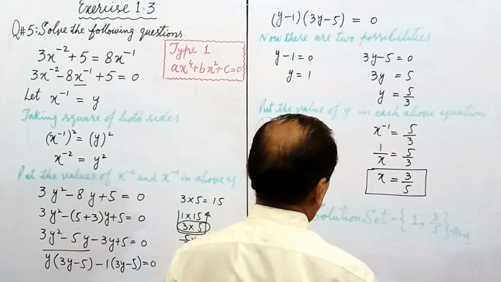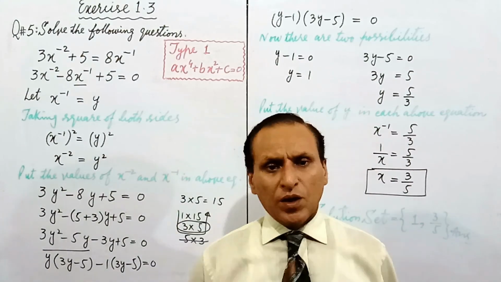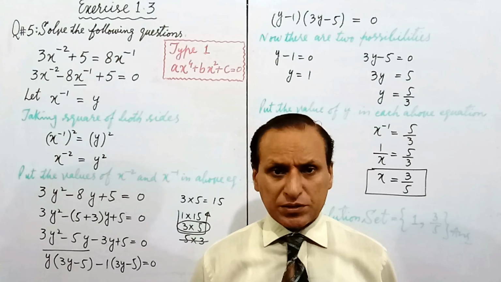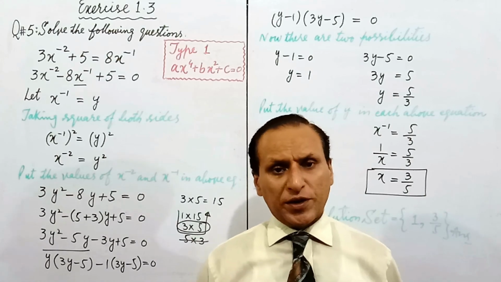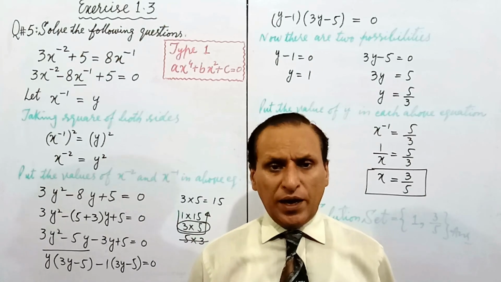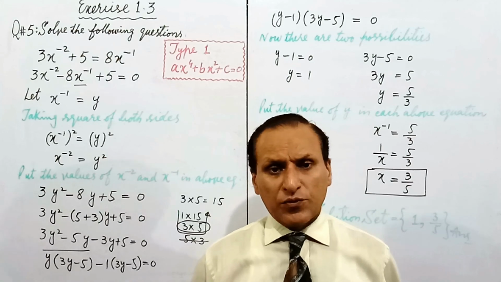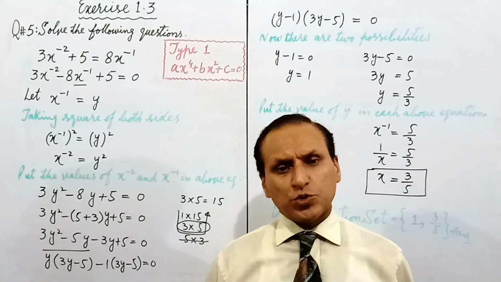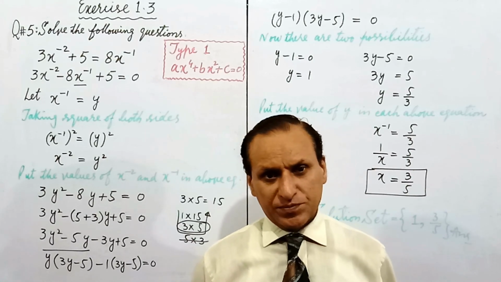That's it for question number 5, and we have practiced the type 1 formation of the given equation, which we reduce to the quadratic form of equation, and using the factorization method to find the solution of the given equation. Thank you.